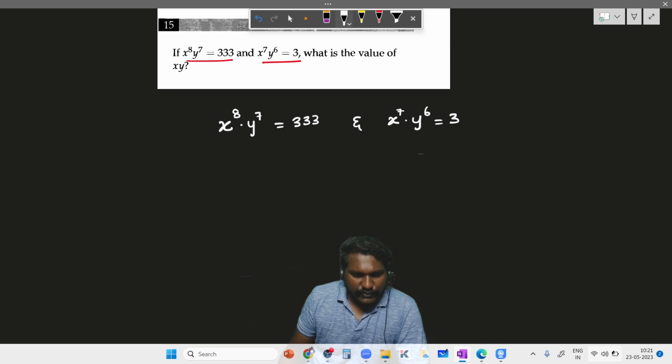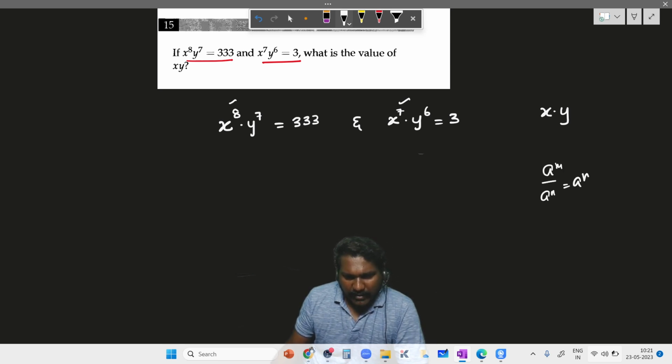So what we have to do is, if you look carefully at what we are asked to find, it is only x power 1 into y power 1. That is a clear indication that we should avoid all the big powers. So we can just divide, because we got x power 8 and x power 7. If we divide x power 8 by x power 7, that will reduce to x power 1, because a power m by a power n will become a power m minus n.